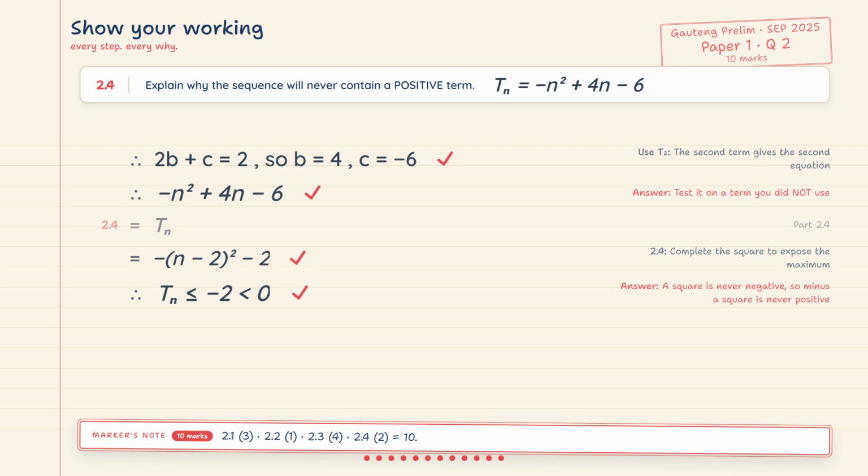2.4 is 2, and it is the one people leave blank because the word explain frightens them. It should not. Completing the square and pointing at the maximum is a full answer, and so is a sketch with the turning point in the right place. The idea underneath both of those short parts is worth more than the marks. The nth difference sits between term n and term n plus 1. And a square is never negative. Neither is hard, and both are worth marks every single year.